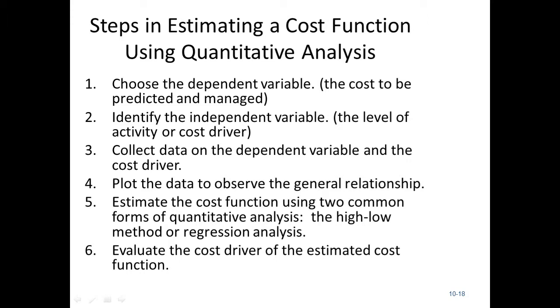So there are 6 steps in estimating a cost function using quantitative analysis of past data. Those steps include choosing the dependent variable, that is the cost that is to be predicted and managed, identifying the independent variable, that is the level of activity or cost driver, collecting data on the independent variable and the cost driver, plotting the data to observe the general relationship, estimating the cost function using 2 common forms of quantitative analysis, either the high-low method or regression analysis, and then evaluating the cost driver of the estimated cost function.